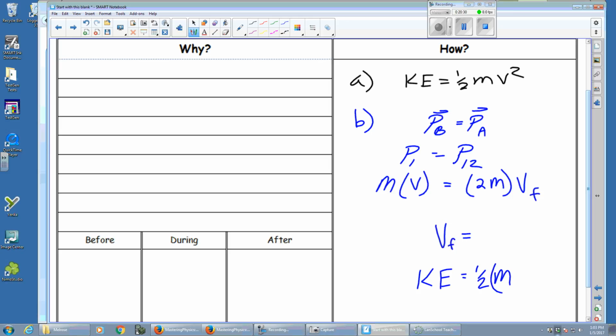Use 2m and v final squared. So, using the momentum to find that velocity, then using that velocity to find the new kinetic energy. Does that make sense? Okay, the velocity is going to be half as much.